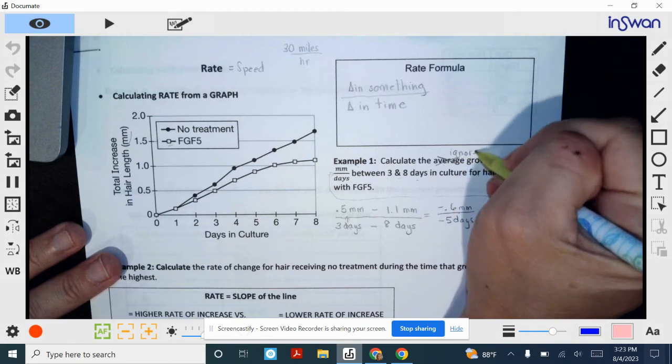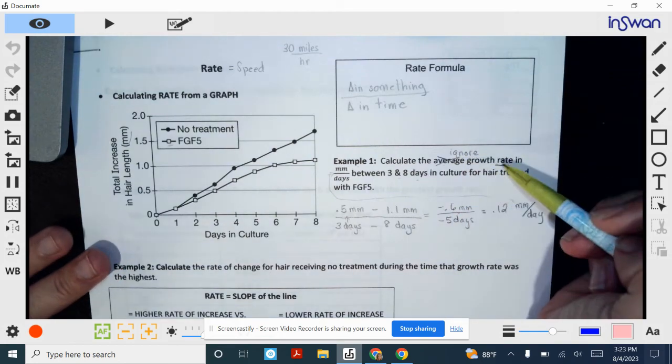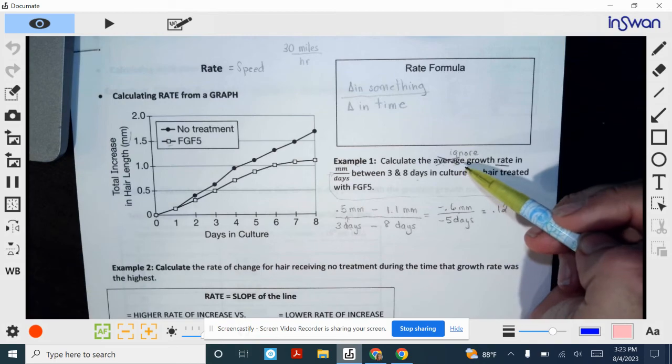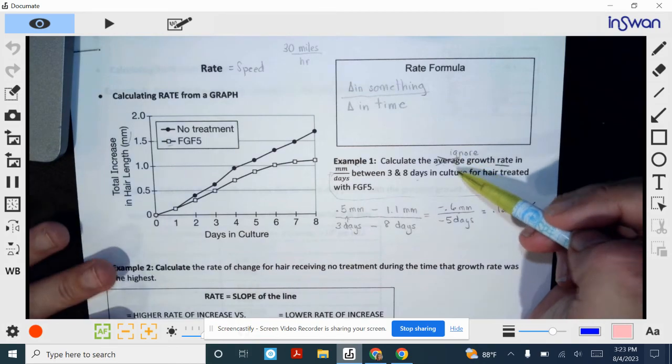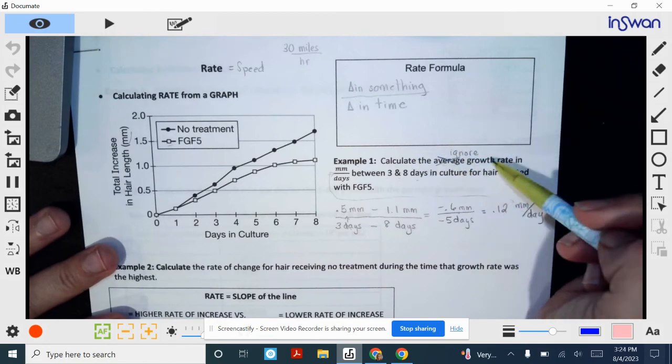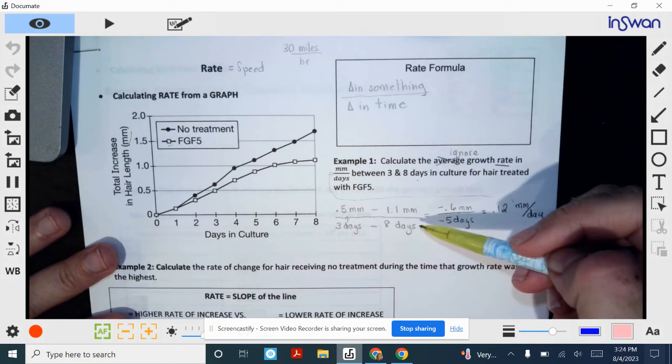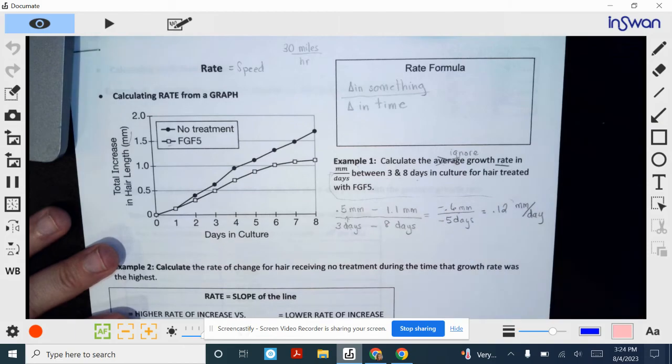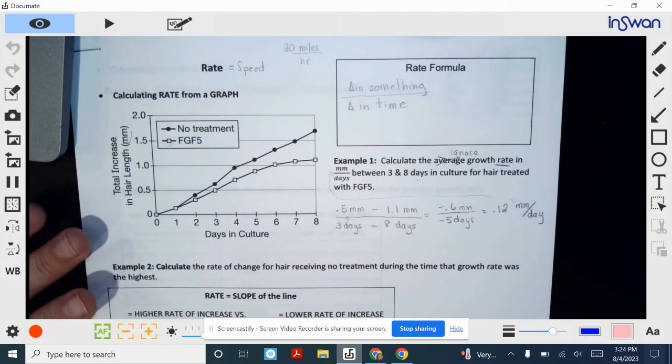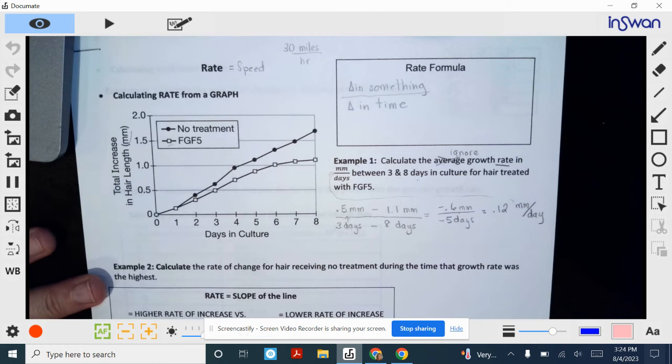Because whenever it asks you to calculate average rate, that word average really messes some of you up and you start doing math I've never seen before, okay? So no matter if I'm saying calculate average rate or calculate rate, you're going to do these problems the exact same way, okay?